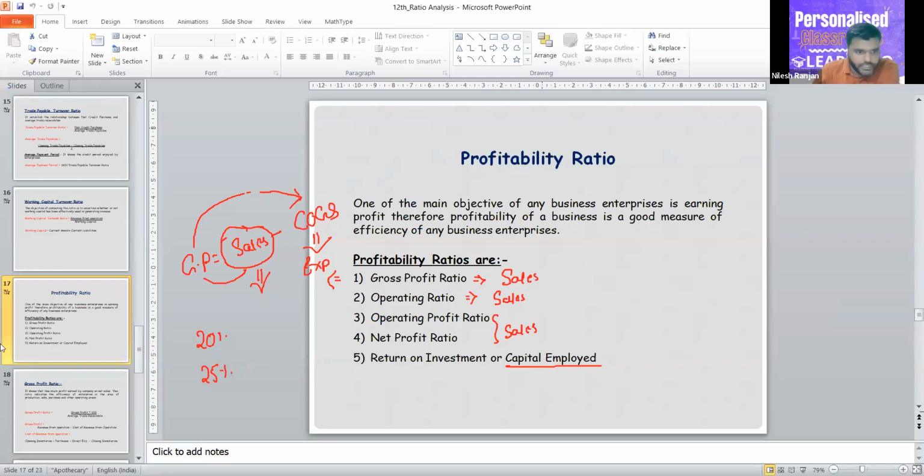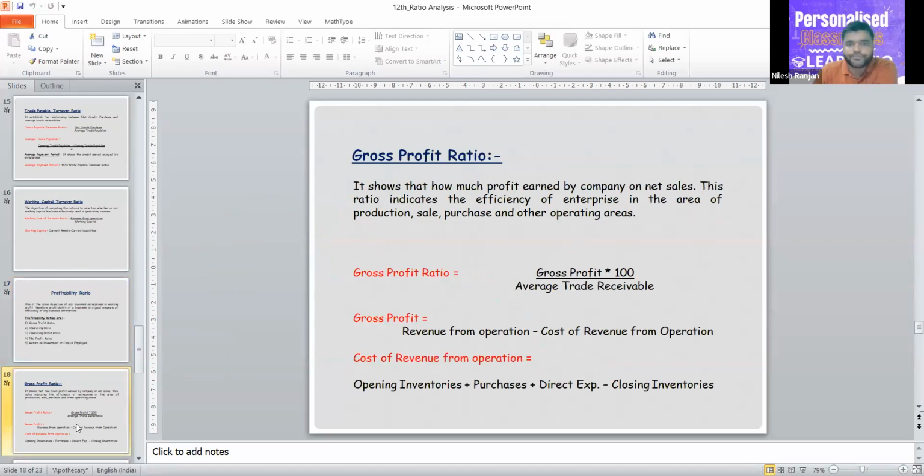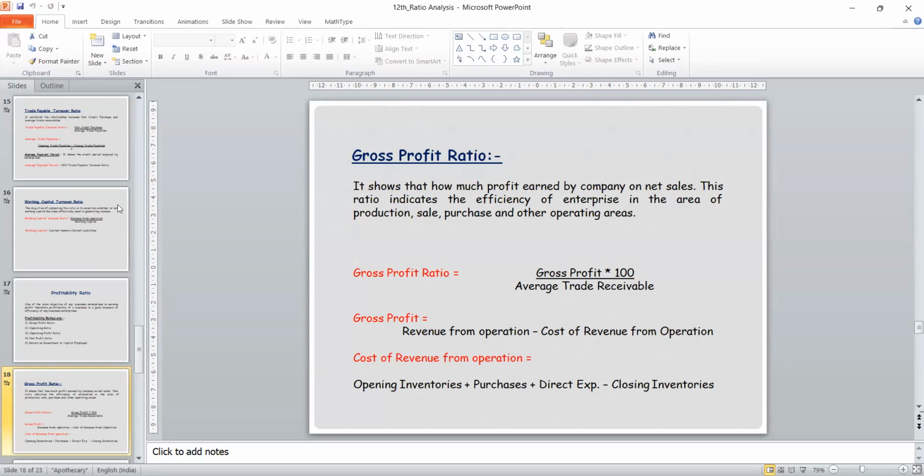Now, let's talk about the gross profit ratio. First of all is the gross profit ratio. You can see it shows how much profit is earned by a company on net sales. This ratio indicates the efficiency of the enterprise in the area of production, sale, purchase, and other operating areas.